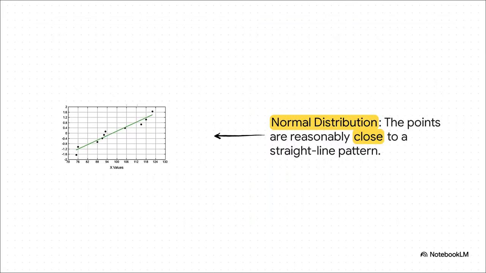Take a look at this one. This is a perfect example of what you want to see for a normal distribution. See how those black dots are just hugging that straight green line? Yeah, they aren't perfectly on it, they never will be, but they clearly follow that straight line pattern. This is our signal that the data is normal.